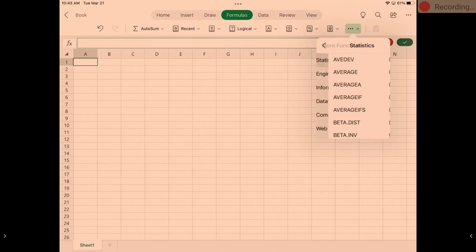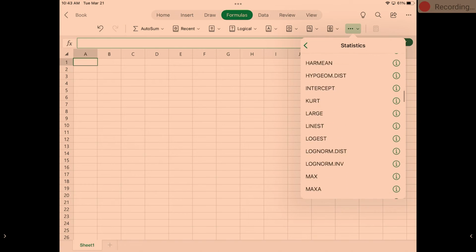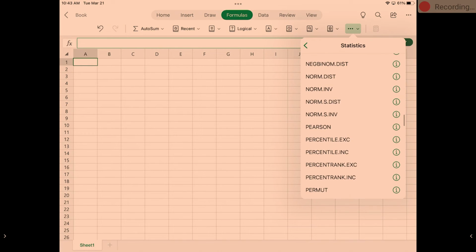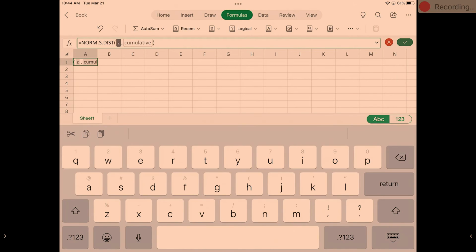Anyways, you are going down to normal. And we're going to use the one that is normal S dist, so normal standard distribution. That one right there. When you get there, normal S dist asks for Z, as in the Z score. And then it asks for a cumulative, which is always going to be 1.